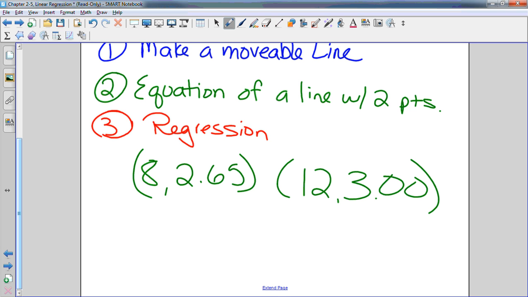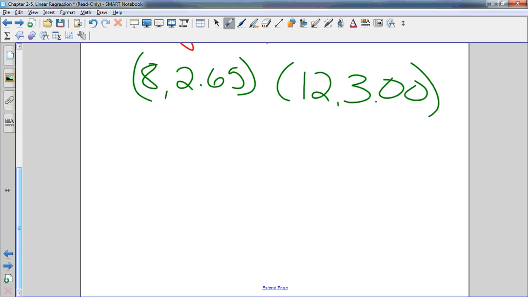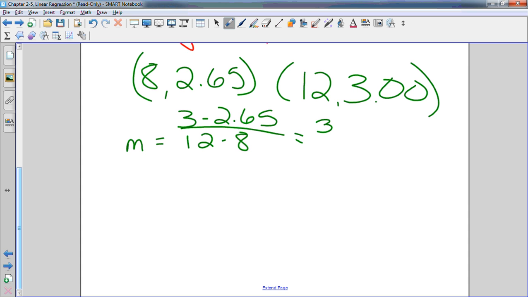All right. How do you find the equation of a line given 2 points? Slope. How do I find slope given 2 points? Yep. So I have 3 minus 2.65 over 12 minus 8. So it's going to give me 0.35 over 4. What's 0.35 divided by 4?